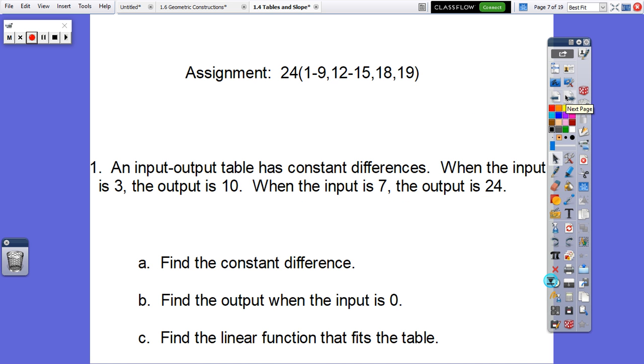Okay, your assignment today is page 24, 1 through 9, 12 through 15, 18, and 19. You have the rest of the class period to work on it. If you have questions, send me an email and I will try to help you as best I can.